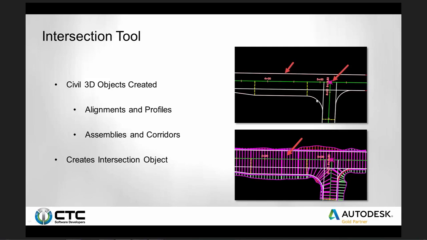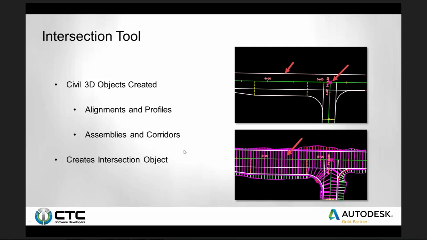and what are called curb return alignments. It's also going to create associated profiles for those. These are the baselines of the corridor that it's going to create for us. So down here we have a corridor it's going to generate, and that corridor is going to be built off of the alignments and profiles that the intersection tool creates. All these alignments and profiles are based on the two centerline alignments and profiles that we define before we create the intersection.